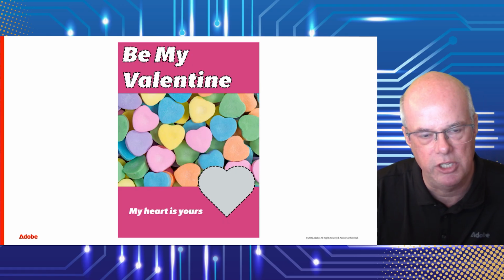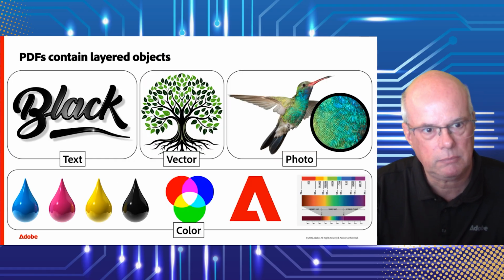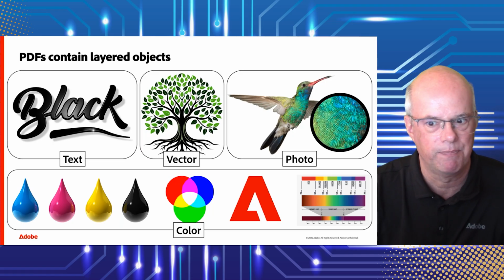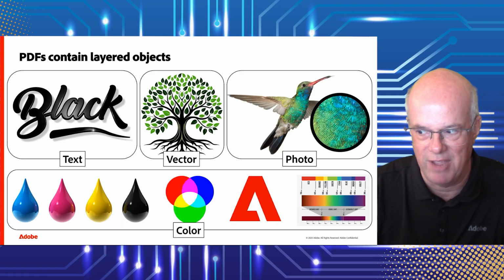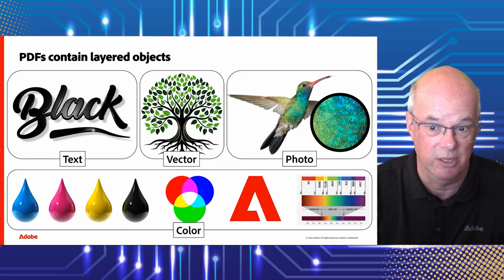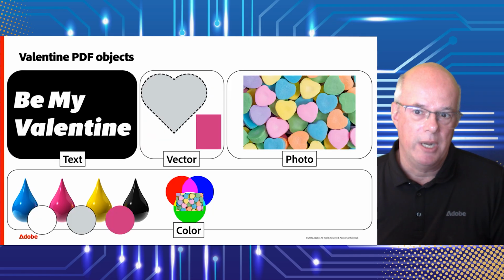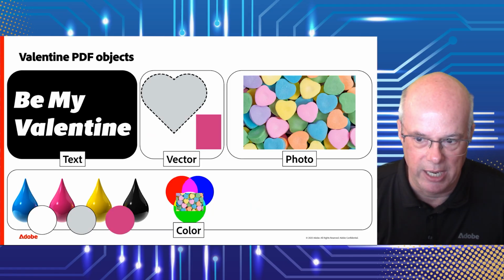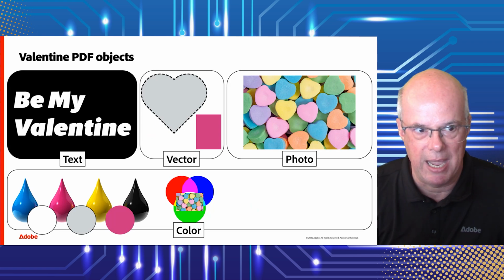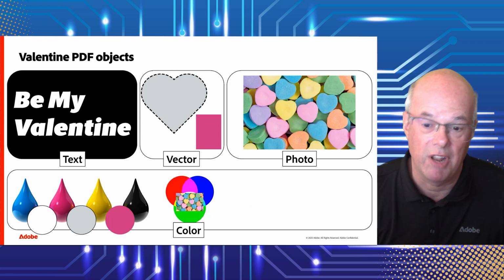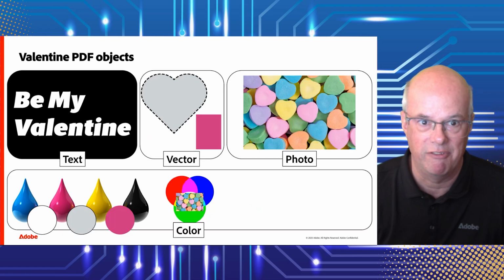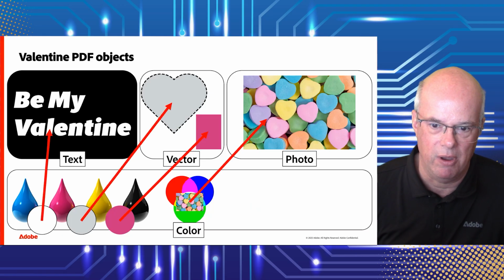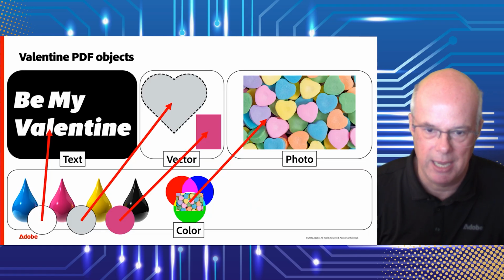Let's think about how this is stored in a PDF file. Remember what we said earlier about PDFs containing these layered objects. We have text separately from our vector, separately from our photo, separately from our colors. So in our Valentine card example, the text is the Be My Valentine, the vector is the heart and the background flood fill of this pink color, and we have a photo stored separately. And colors are there within the PDF file mapped to the different objects independently.